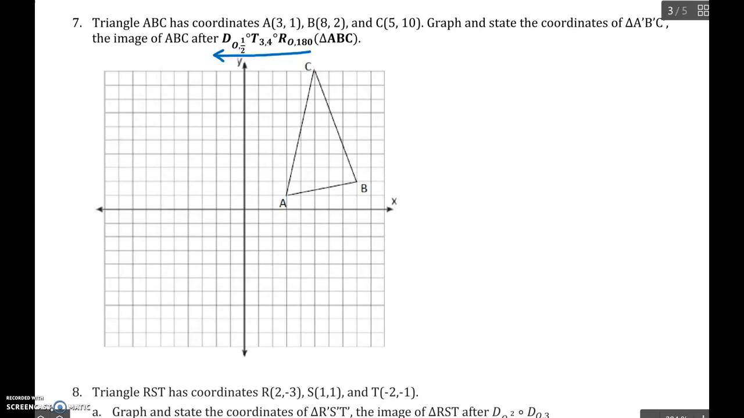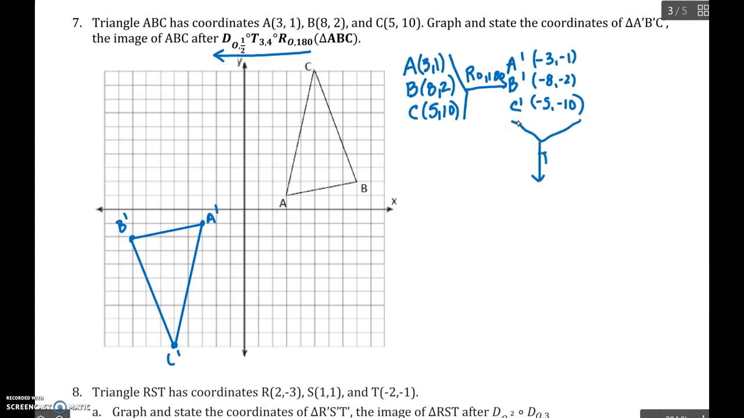So for starters, we're going to rotate this 180 degrees around O, which is the origin. If you were to do that, then A would move to (-3, -1). B would move to (-8, -2), and C would move to (-5, -10) here.